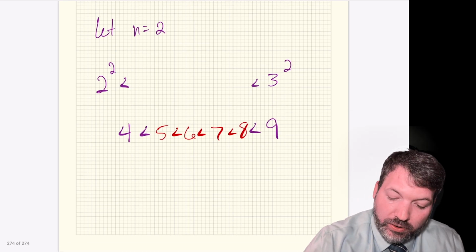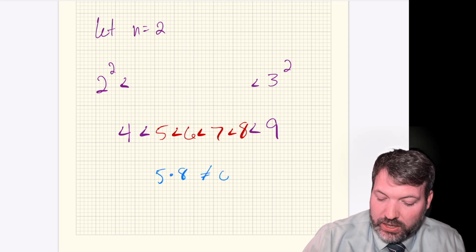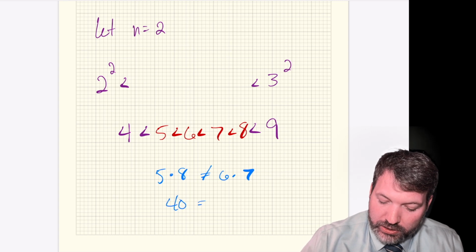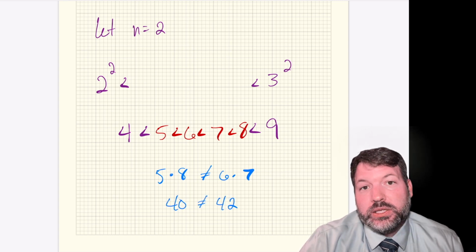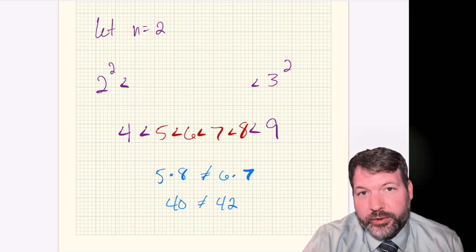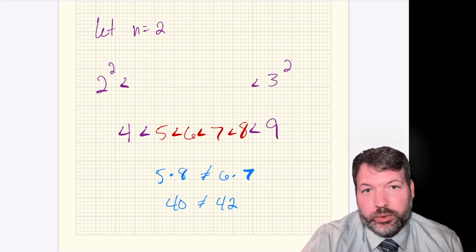And you do see here that if we take the product 5 times 8, it is not equal to the product 6 times 7. Right? 40 does not equal 42. So at least with our least possible case, where we can even have the space for those integers a, b, c, and d, it turns out that a times d is not equal to b times c.